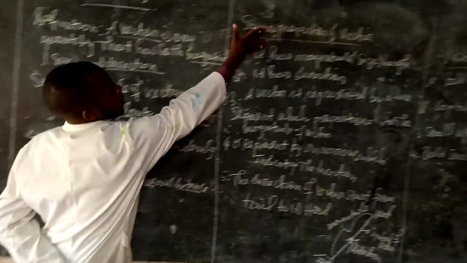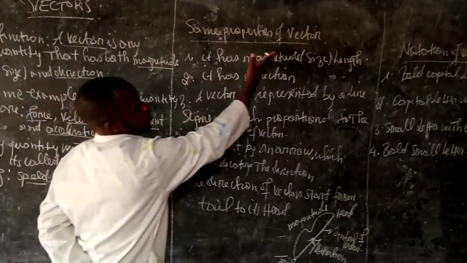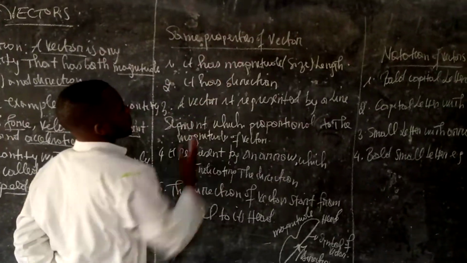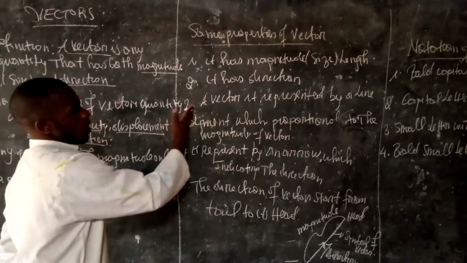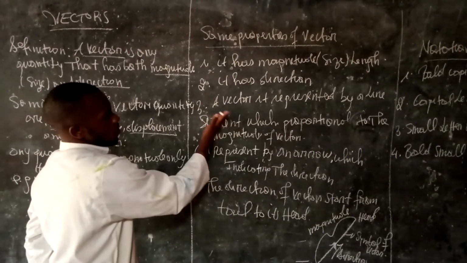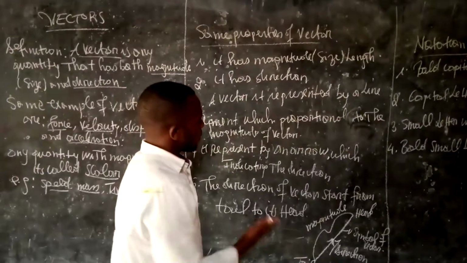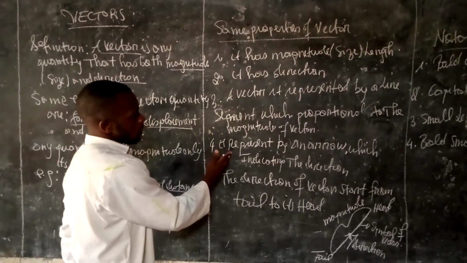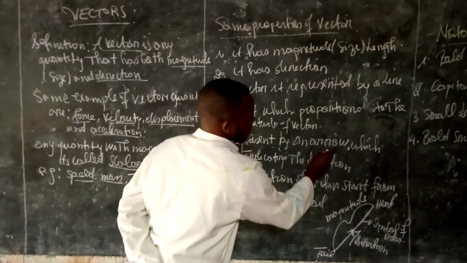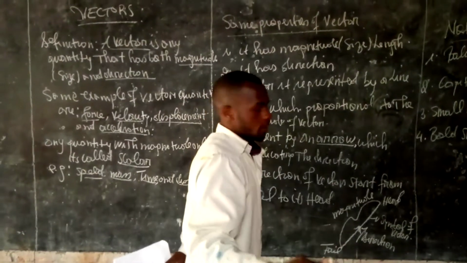So now here we have some properties of a vector. First of all, a vector has size or length. The second, it has direction. Another property, a vector is represented by a line segment which is proportional to the magnitude of the vector. The fourth one, a vector is represented by an arrow, which indicates the direction.